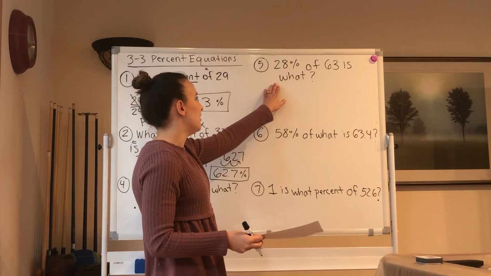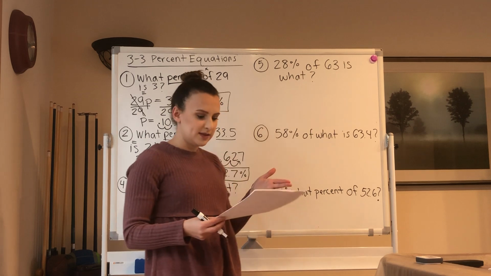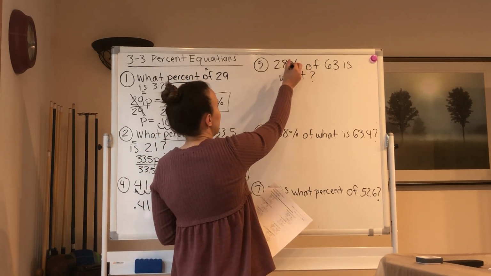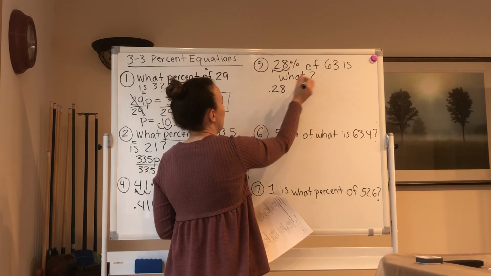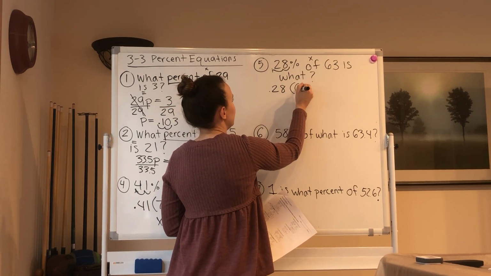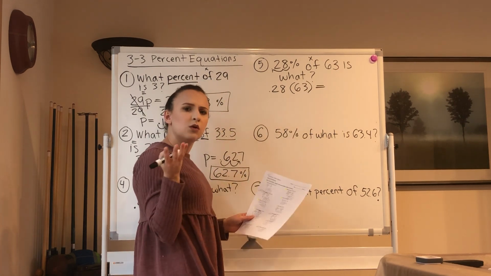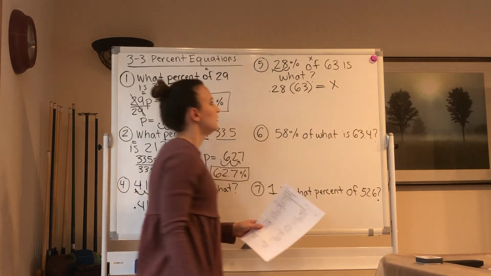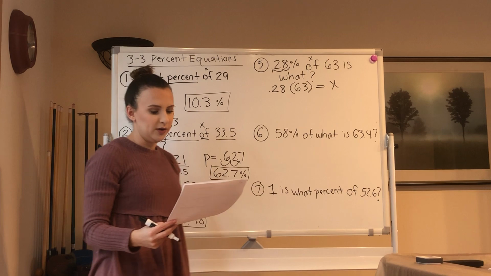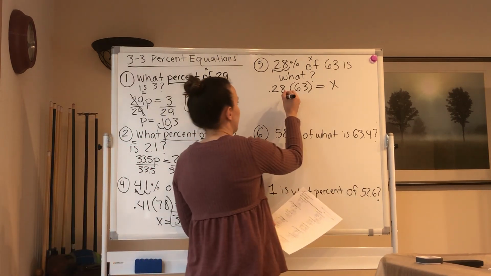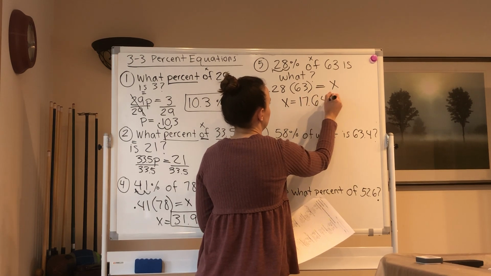Okay, jumping to number 5. 28% of 63 is what? This one's the same way, okay? So 28%, convert it to a decimal, that's 0.28. Of means multiply, so times 63 equals what? I'll call it x. Do 0.28 times 63 in your calculator, and you should get x equals 17.64.